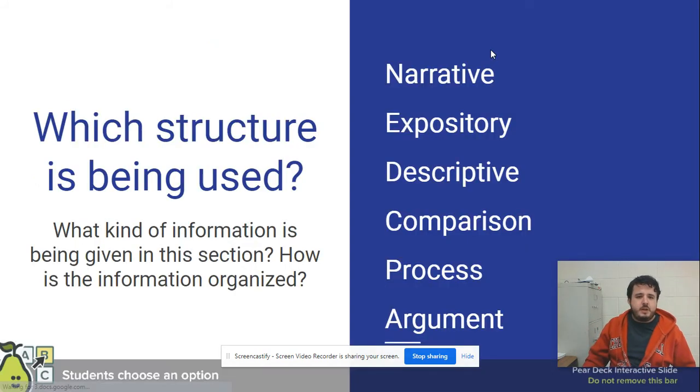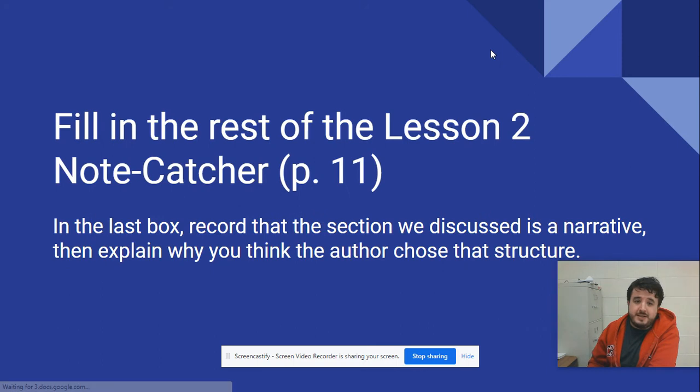I don't know why that slide's there. I'm sorry, I'll have to take that out. So which structure is being used in that section? You're supposed to figure that out and let me know here in the Pear Deck. But the answer is on the next slide, so whatever.